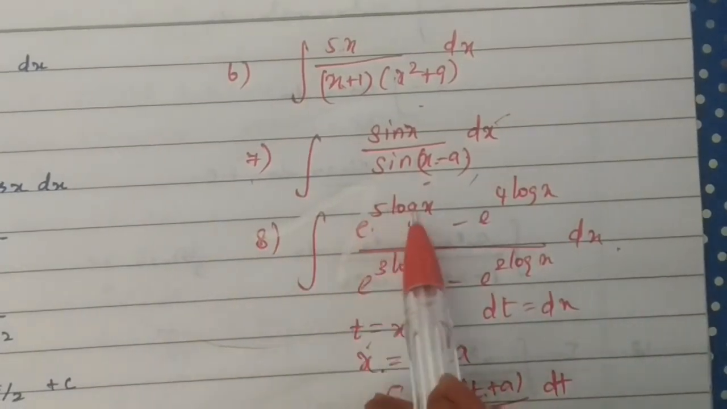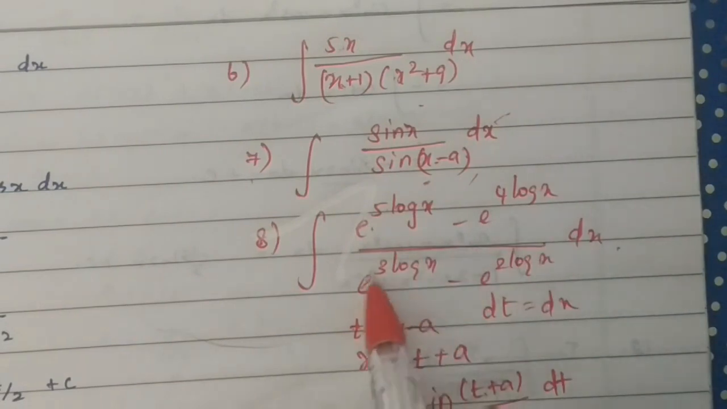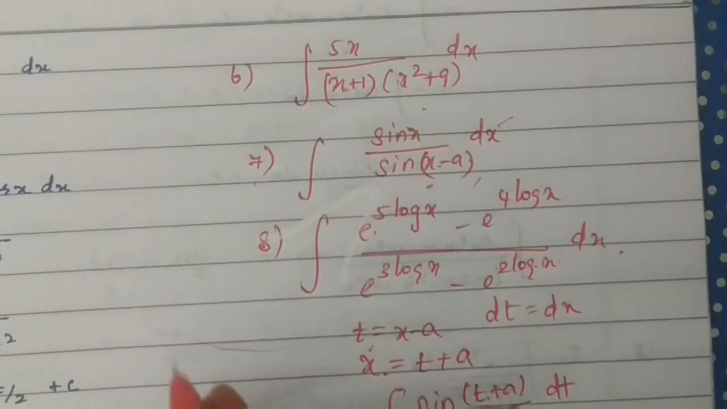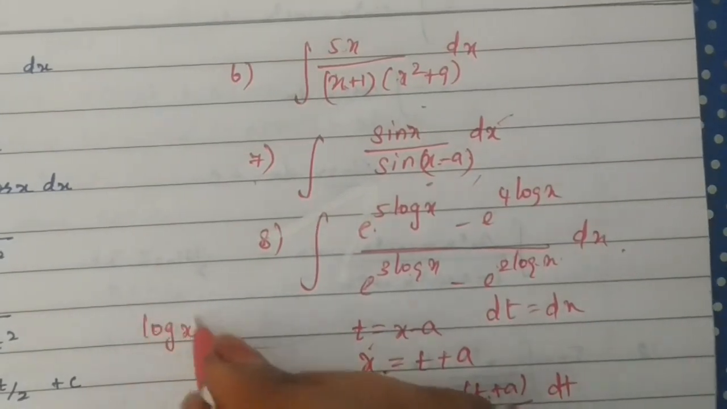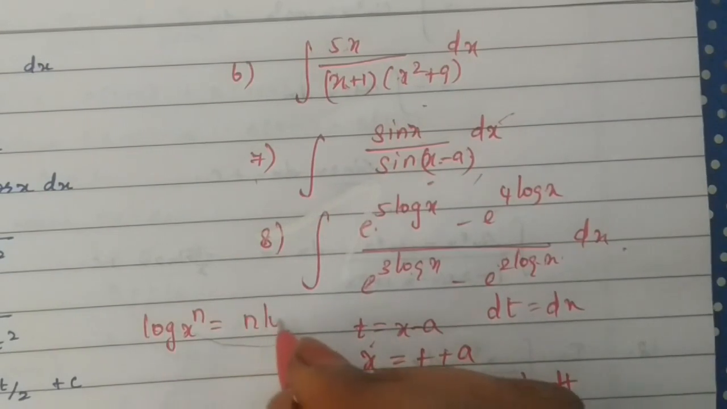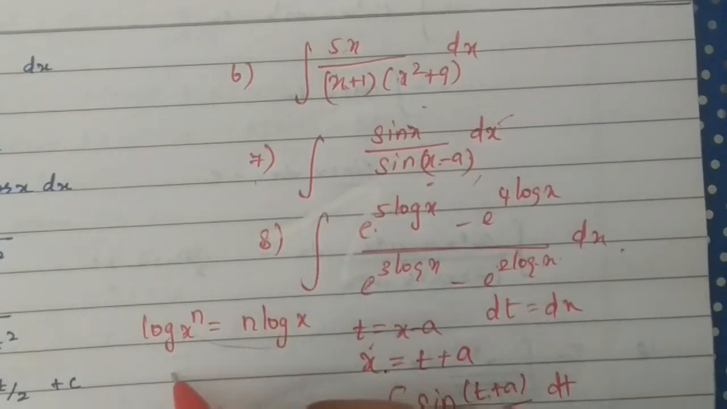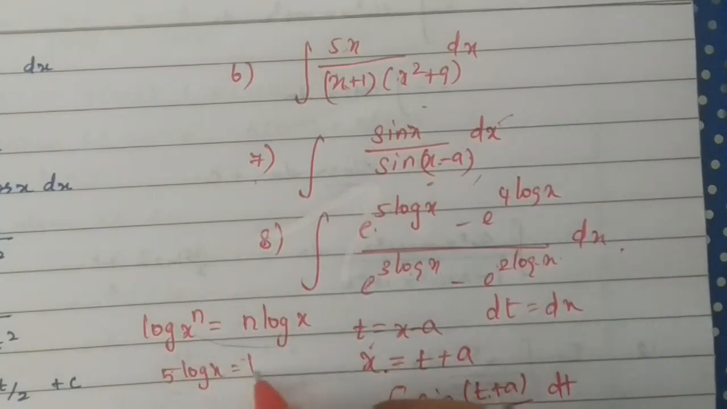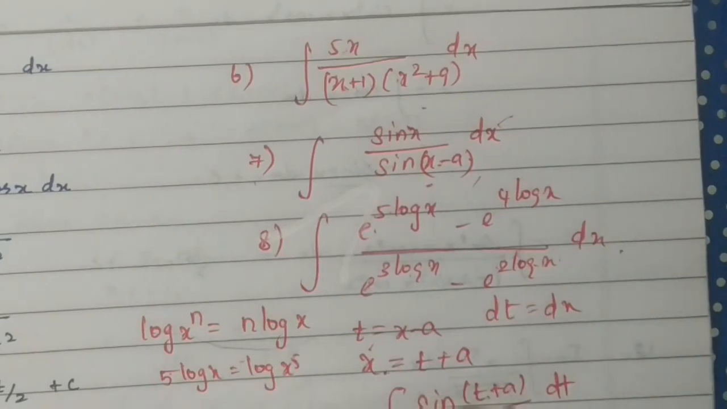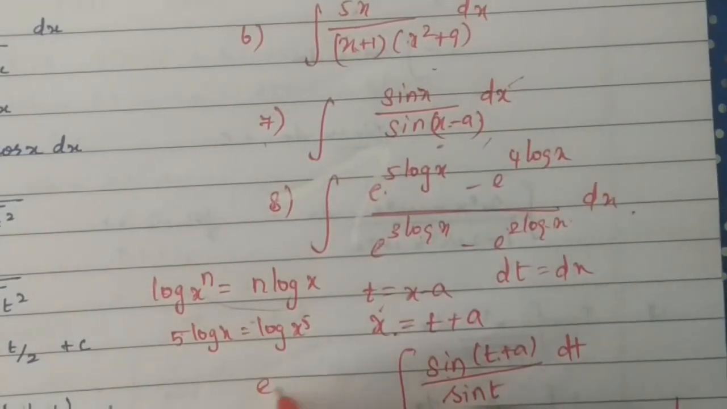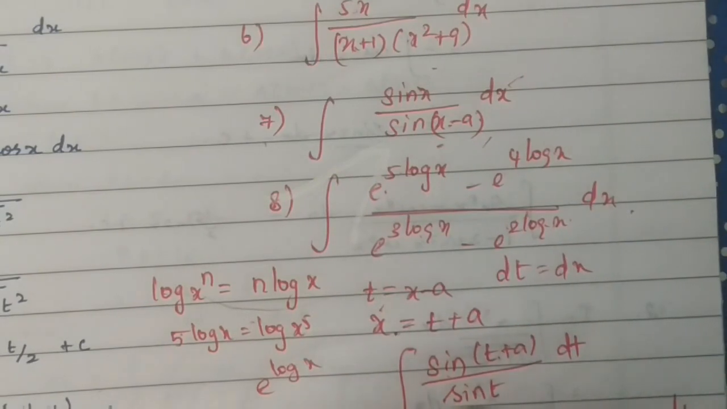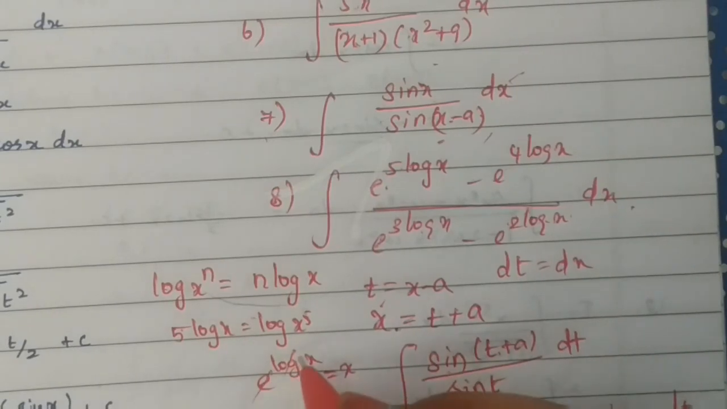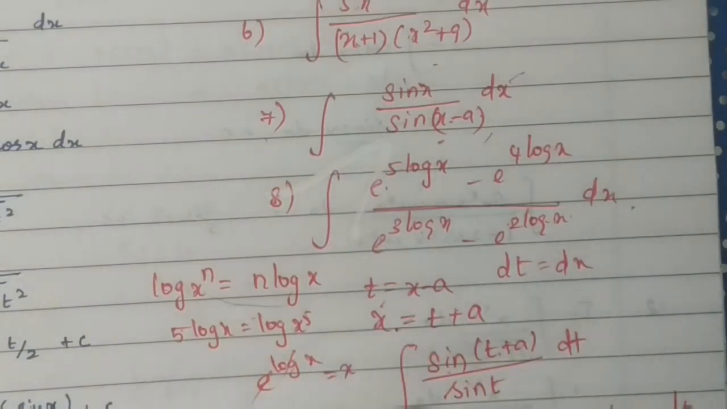Eighth sum, e power 5 log x minus e power 4 log x, divided by e power 3 log x minus e power 2 log x, into dx. Consider the formula: log x power n can be written as n into log x. Now 5 log x can be written as log x power 5. Now, e power log x is what? You will be getting x. Since e and log are inverse functions, they will go off, and you will be getting x alone.